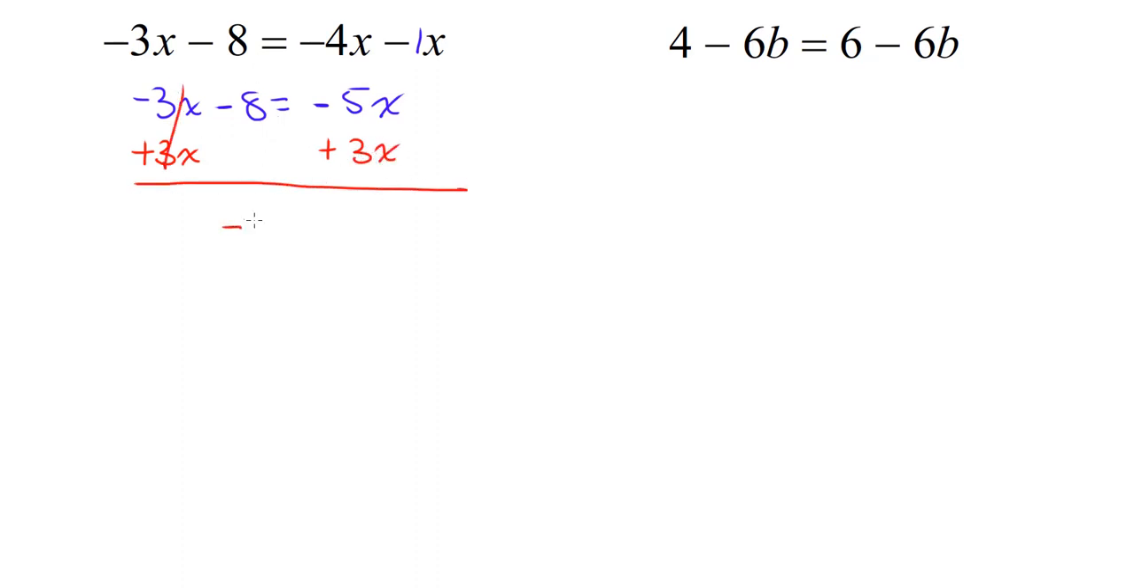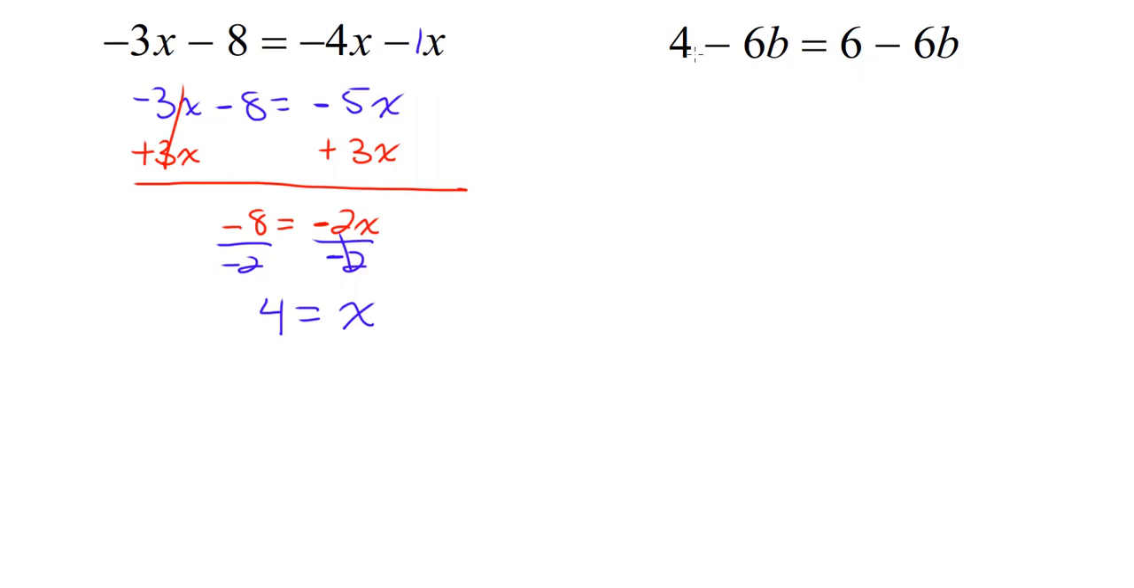On the left, I have negative 8. And on the right, negative 5x plus 3x is negative 2x. And last, all I have to do is divide both sides by negative 2. And I get x equals positive 4.